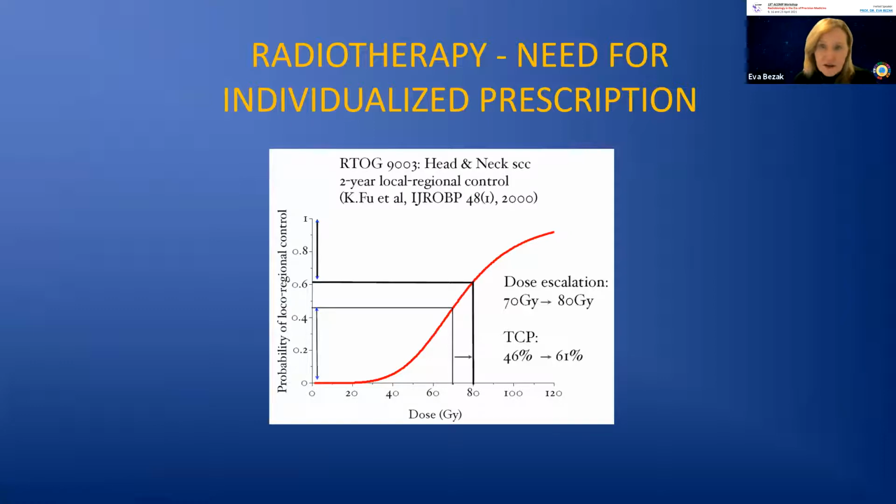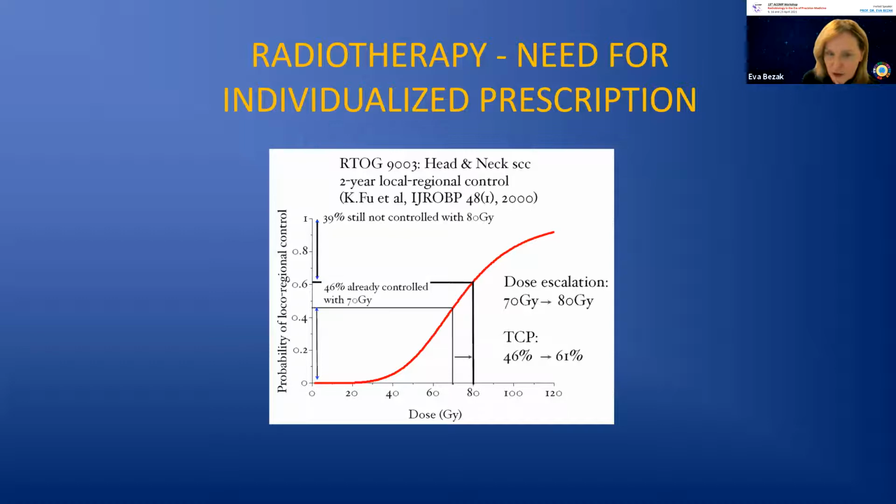So in radiotherapy, we need individualized prescriptions. Let's have a look at this international clinical RTOG trial for head and neck squamous cell carcinomas. In this trial, the typical prescription of 70 grays was escalated to 80 grays. Yes, they did achieve an increase in tumor control probability from 46% to 61%. So on average, for a population base, you would say, oh, this was a great success.